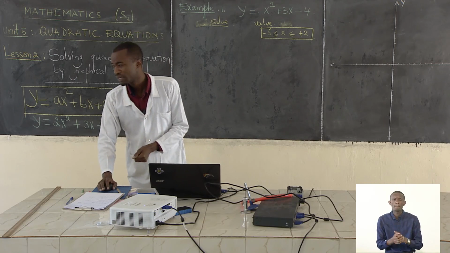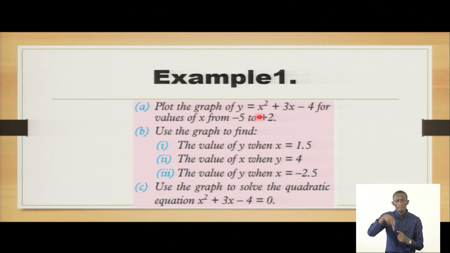We will plot, as you can see here, y equals x squared plus 3x minus 4 for values from -5 to +2. And also, number B, we will use the graph, the one we've already sketched, to find the value of y when x is 1.5. And Roman 2, we will find the value of x when y equals 4. And Roman 3, we will find the value of y when x equals -2.5.